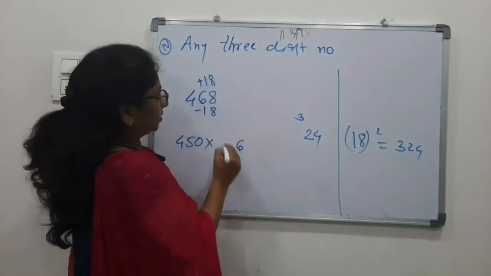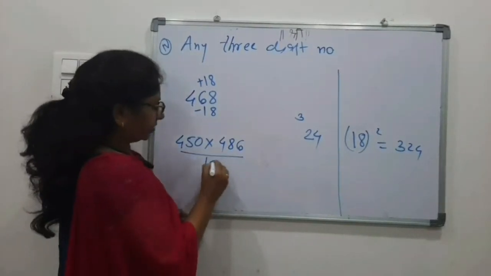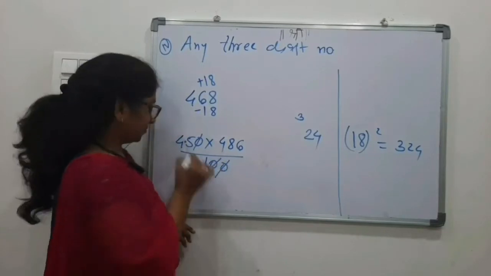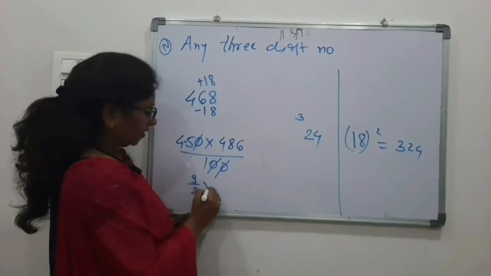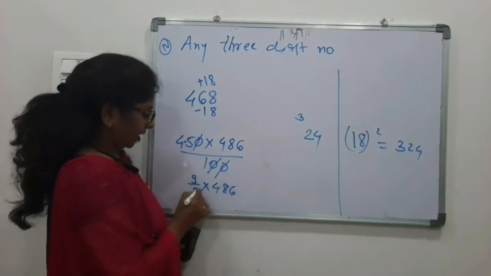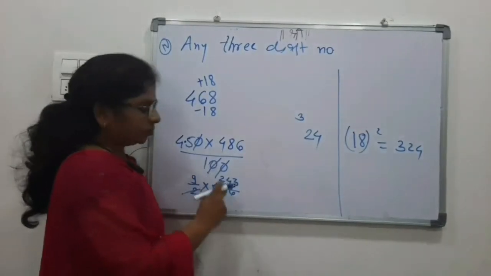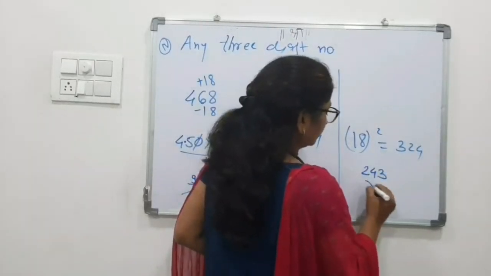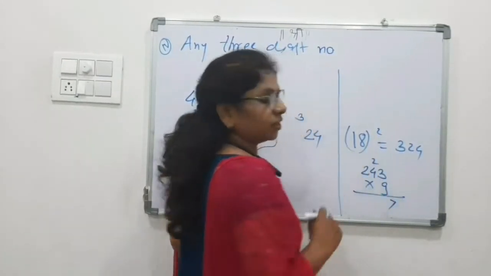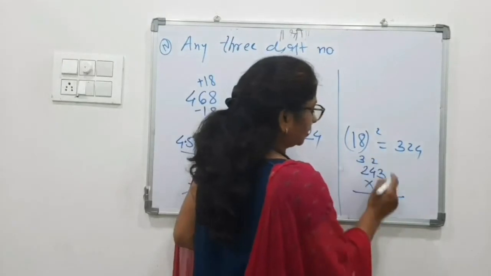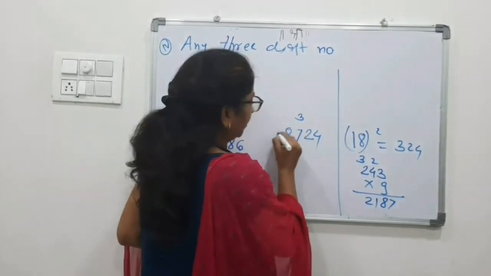8, 8, 16. Then 8 and 4, 486. Okay, now divide by 100 again. Cancel zeros. 4.5. Instead of 4.5 we can write 9 by 2 into 486. Okay, divide by 2. 2, 4, 3. Multiply by this 9 to 243. 9 3s are 27. 9 4s are 36 plus 2, 38. 9 2s are 18. 18 plus 3, 21. Write down here. 7, 8, 21.